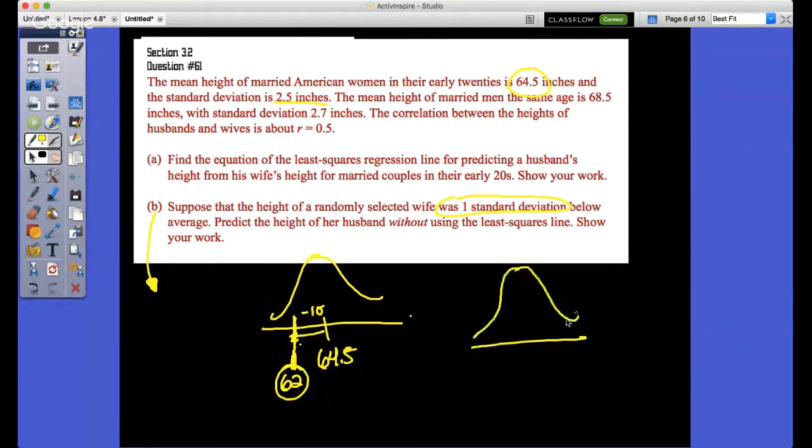The males have a similar value, except just different numbers, right? So 68.5. We subtract 2.7 going to the left to get 1 standard deviation to the left, because each standard deviation was 2.7. So 1 standard deviation below the mean would subtract 2.7, and that would get me 65.8 when I subtract 1 standard deviation below my mean, okay?